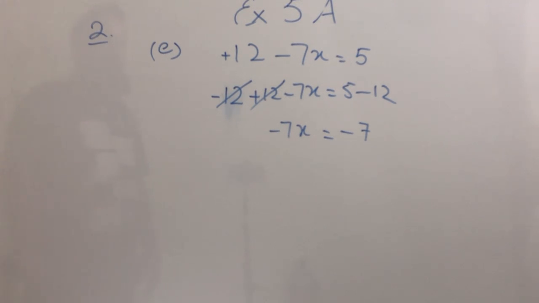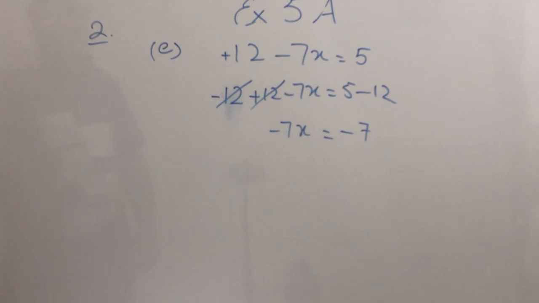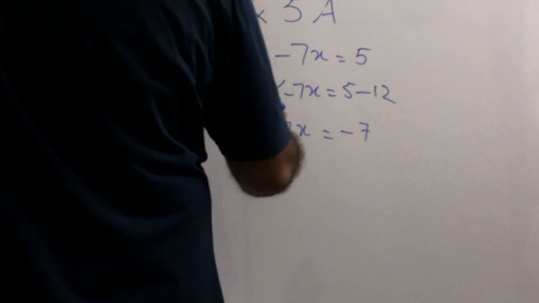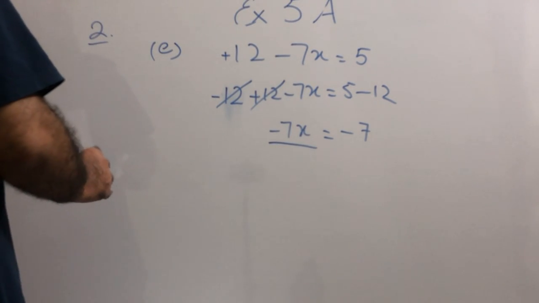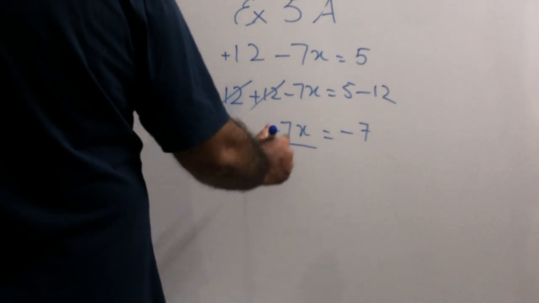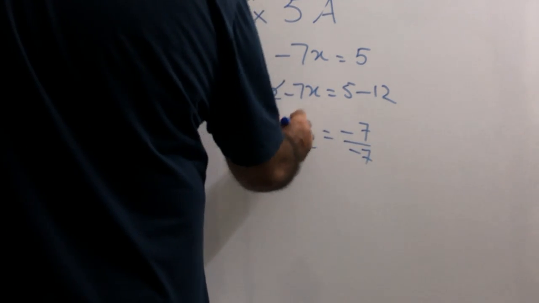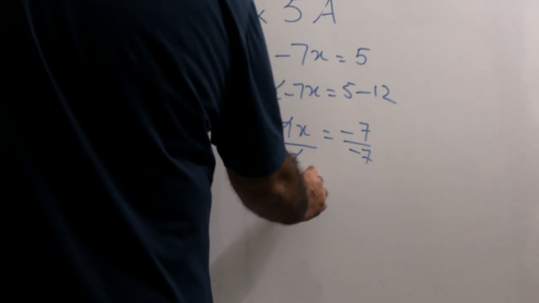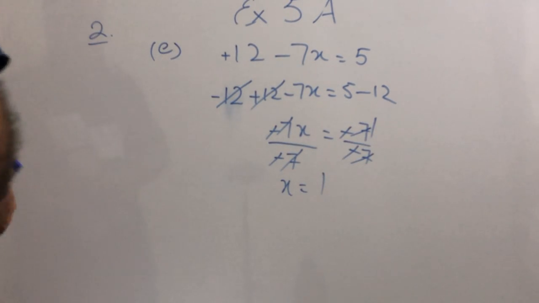Now, we need only x on the left side. Minus 7 is extra. Minus 7 is being multiplied with x. To solve for this, or to make it disappear from this side, or to get rid of minus 7, we will be dividing both sides with minus 7. So by this way, x will remain alone. It will be cancelled. 7 ones are 7. So x is equal to 1. This is the answer for this equation.